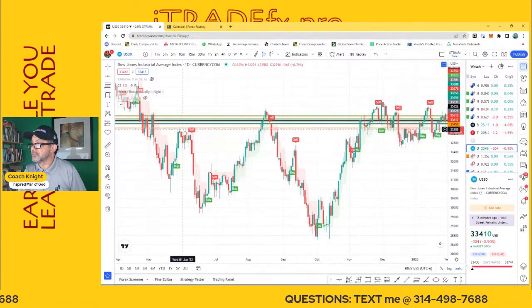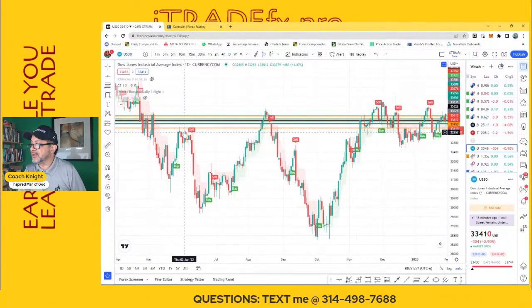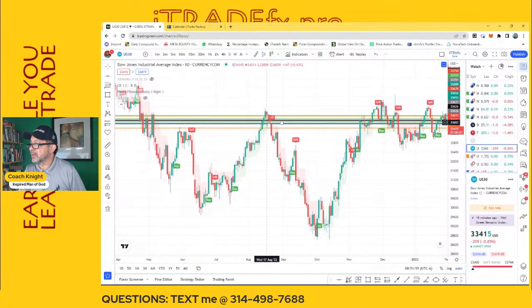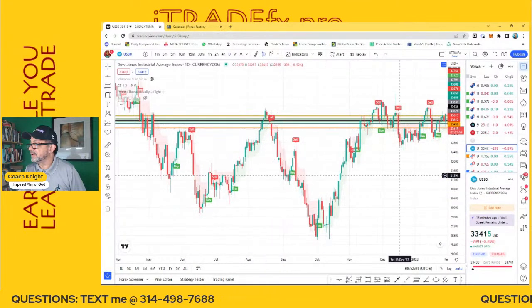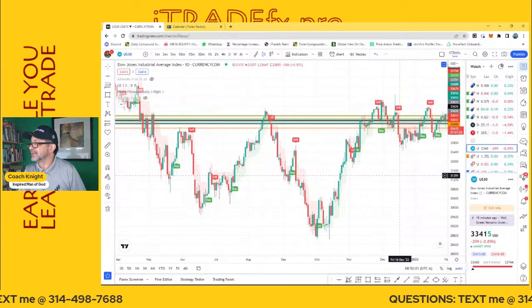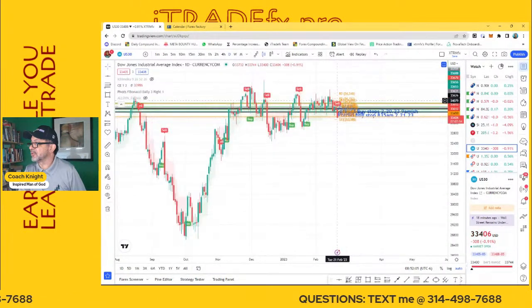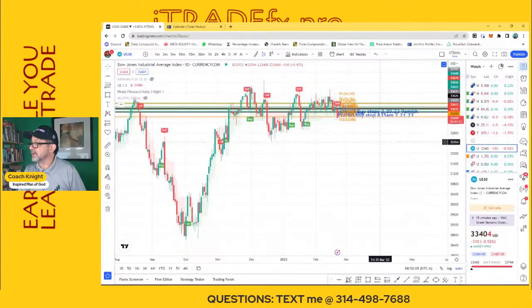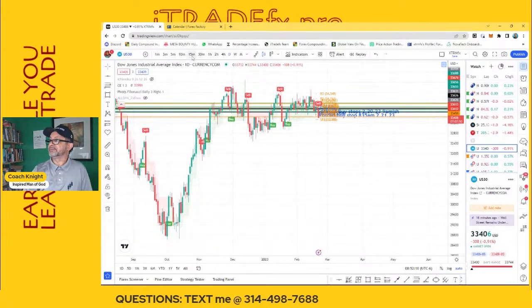Price hit this. This is my orange line. Came down here, hit that area again. Came way down here. Came back up through it. Touched it again. So it's where US 30 seems to like to hang out, like through this area right in here. So cool deal.